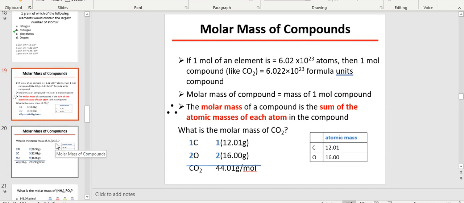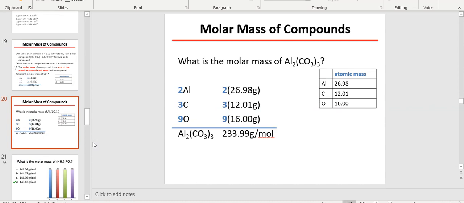All right, so here's a good exam question. I think this is in the assignment as well. What is the molar mass of aluminum carbonate? So what do we got? How many aluminums? 2 of them. What's the molar mass of aluminum? 26.98. How many carbons we have? 3 times 12. How many oxygens we have? 9 times 16. Add them all up, you get 233.99.